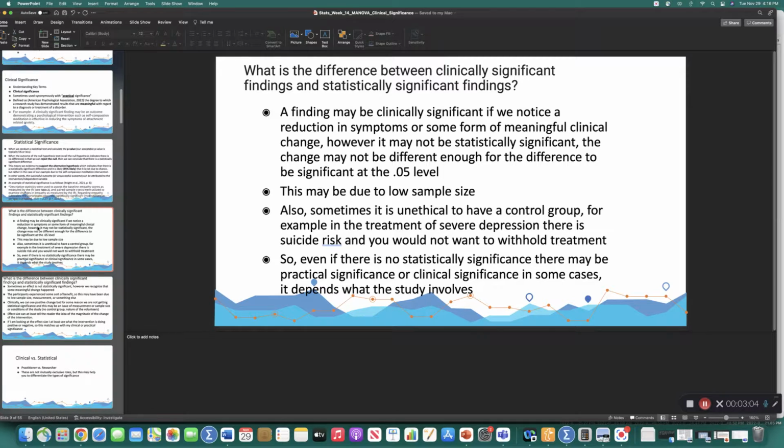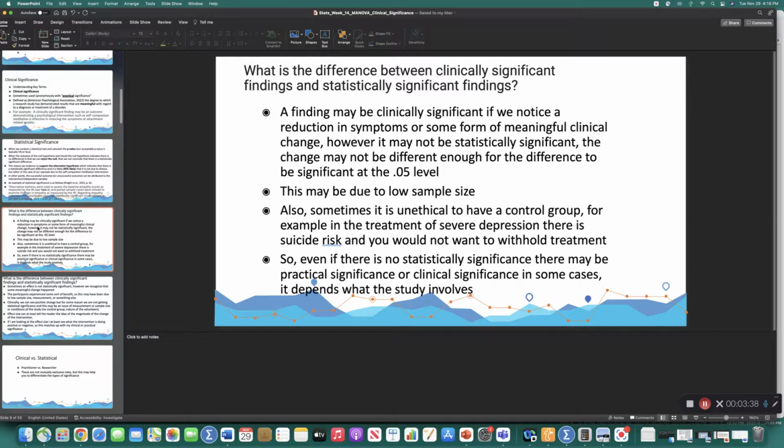at the 0.05 level. Remember, at the 0.05 alpha level, we're taking a risk of being wrong about rejecting our null 5% of the time, but we're 95% certain that the results are not due to chance at that 0.05 level. So if we didn't find statistically significant results at the 0.05 level, this may be due to measurement error, maybe due to a low sample size, maybe we didn't have a control group.